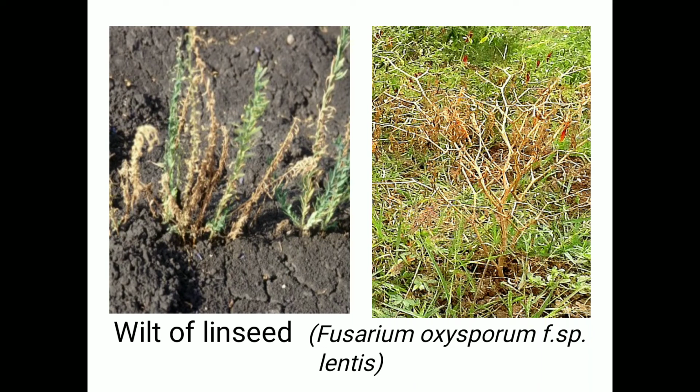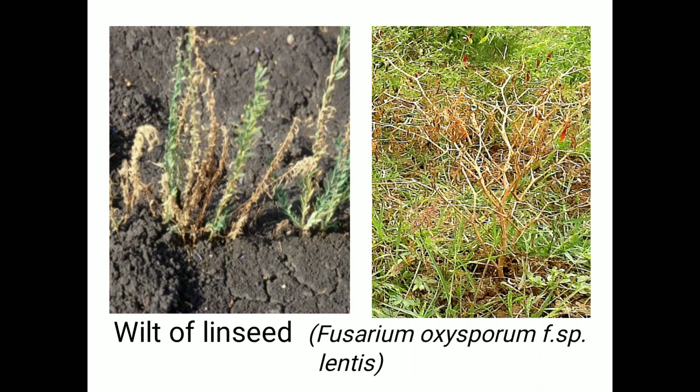Regarding perpetuation, the primary source of infection is chlamydospores present in the soil, and the secondary source of infection is irrigation water or wind. Regarding control measures, we follow long crop rotation and avoid mixed cropping. Then we do physical treatment, soil solarization in summer, to reduce the inoculum of the pathogen present in the soil. We also collect and destroy the diseased stubble.